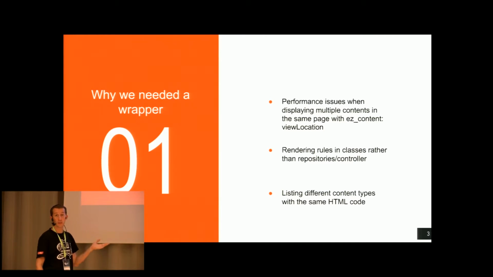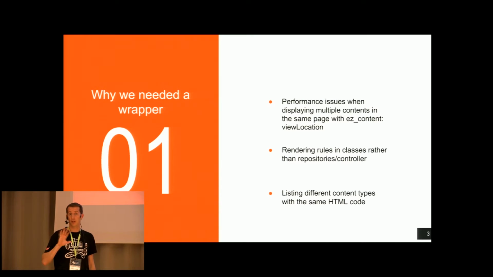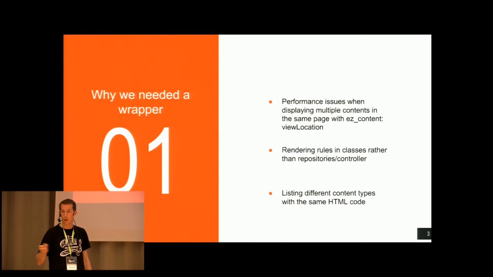The other thing was we had to list different content types, but with exactly the same HTML code. We had to render, for example, events or articles, but with the same look and feel, no difference. See what I mean? We didn't need a different template for event or article line view. It was exactly the same HTML code.